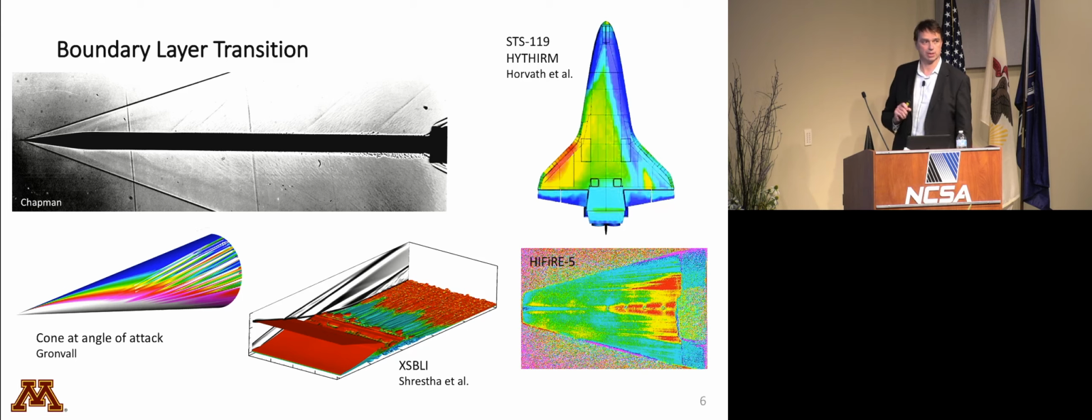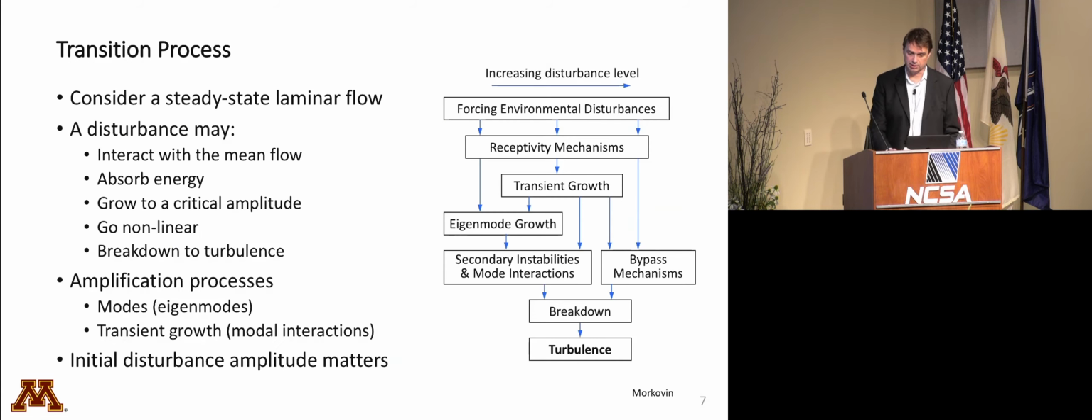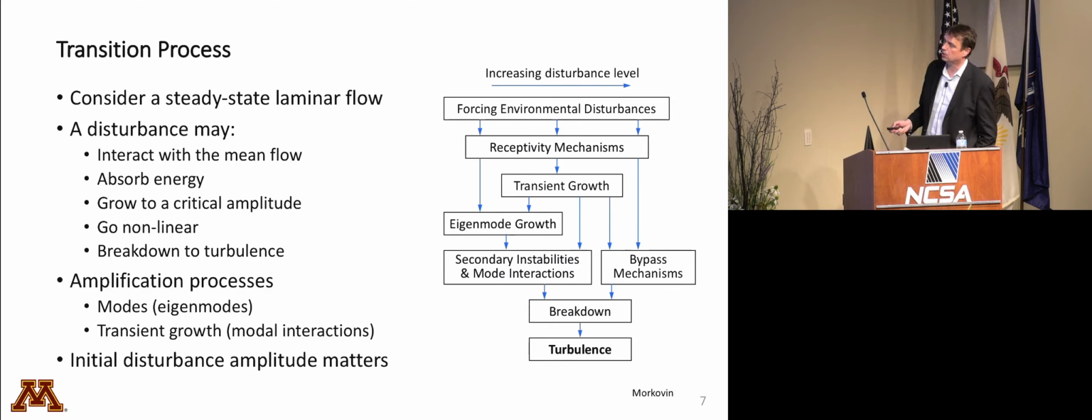how much was the door sticking out in order to trip the boundary layer? Why did it trip at Mach 8.5 but not higher, et cetera? And we want to be able to predict these flows. So here's how we think about the transition process.